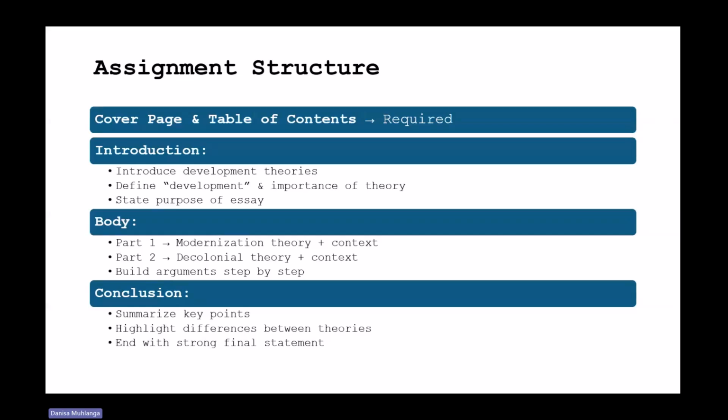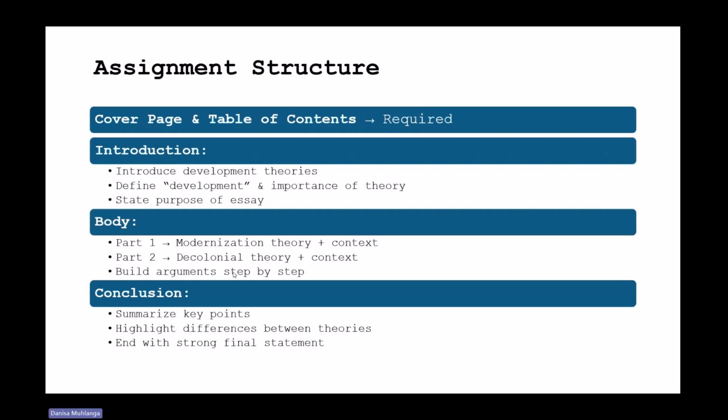So I'm giving you the idea of modernization theory, and in the second paragraph, I'm giving you an idea of the colonial theory. Each paragraph should be more and more specific while building your argument. Remember, you should be specific. You can't go haywire.